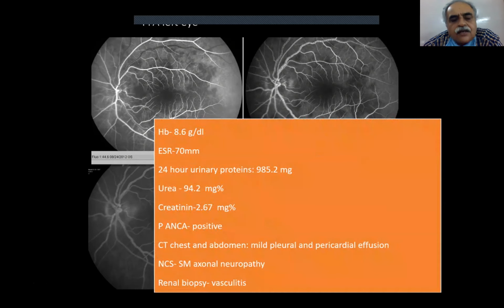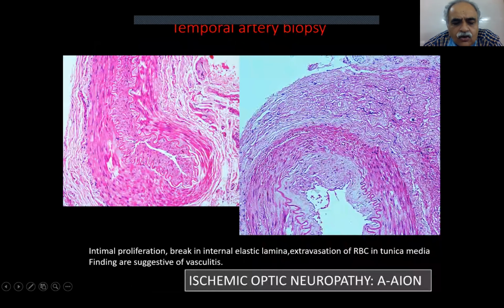So we investigate after we have given steroids, and you're getting the elevated ESR and all the things which you would expect to be positive. The temporal artery biopsy was done later after the patient was put on steroids, but yet it is showing you a break in the internal elastic lamina, and there is extravasation of RBCs in the tunica media. Findings are suggestive of vasculitis. So all this can be done after you have treated. In India, we all delude with patients. You don't wait for investigations to come. By the time the investigations come, the patient would have lost vision in the opposite eye also.